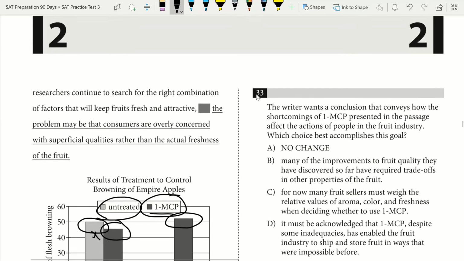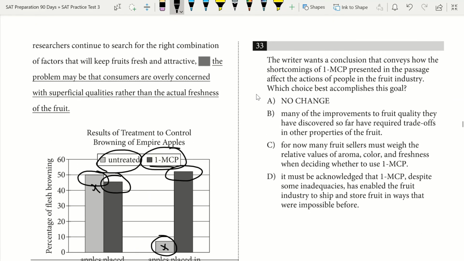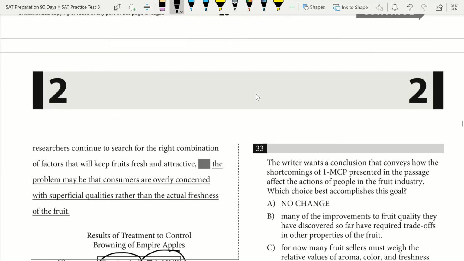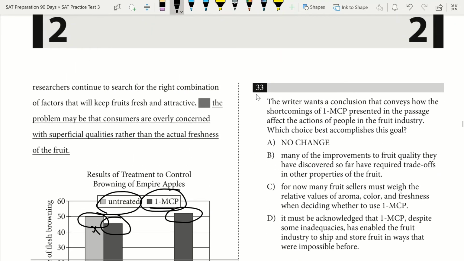All right, now we've got question 33. So it looks like our sentence starts back here. So we have, although researchers continue to search for the right combination of factors that will keep fruits fresh and attractive. And then we have, the writer wants a conclusion that conveys how the shortcomings of 1-MCP presented in the passage affect the actions of people in the fruit industry. Okay, this is the key part here.